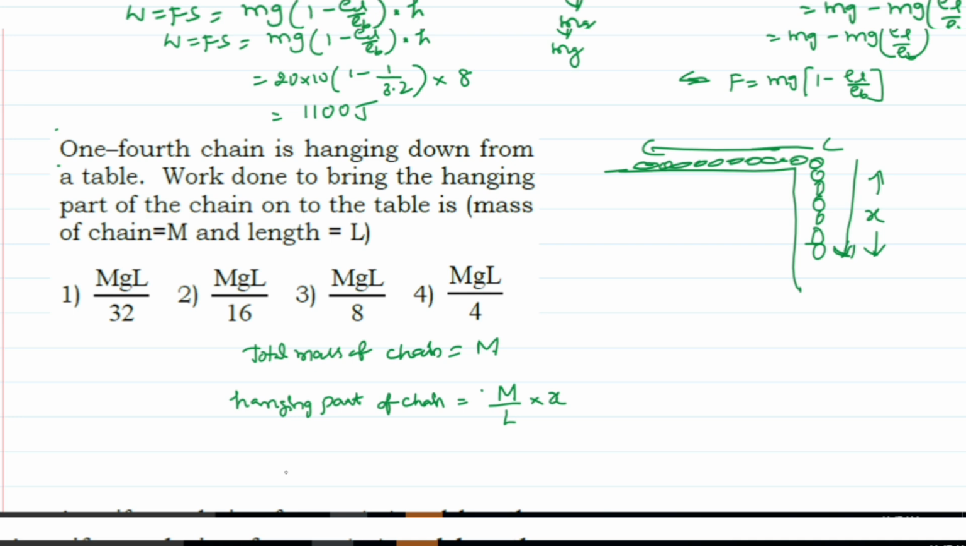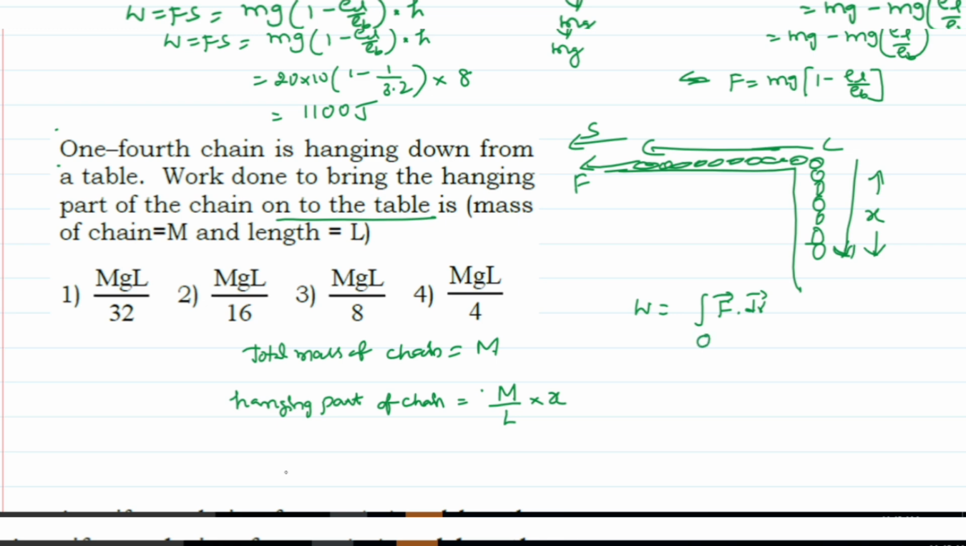So here you can take the work done. You are applying a force, so you are doing some work to bring the hanging part of the chain onto the table. You are applying the force along this direction, and the displacement will also be along the same direction. W equals the integral of F bar dot ds bar. So F and dr bar will be along the same direction.